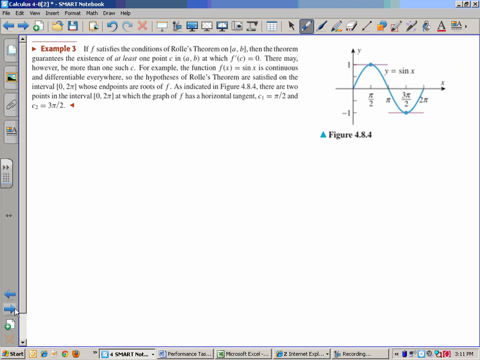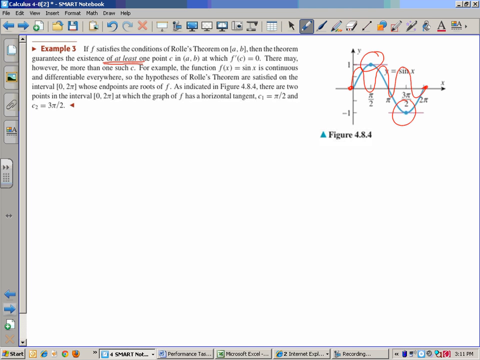Okay, so example 3, if we satisfy the mean value theorem on the closed interval, then we're guaranteed at least 1 point. It doesn't mean we're not guaranteed more than that, okay? But the minimum is a guarantee of 1, at least 1. We can have more, but we're guaranteed only 1, okay?